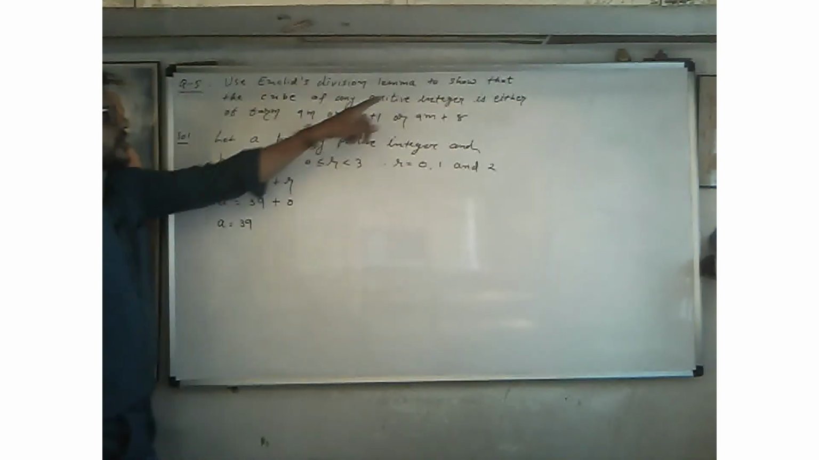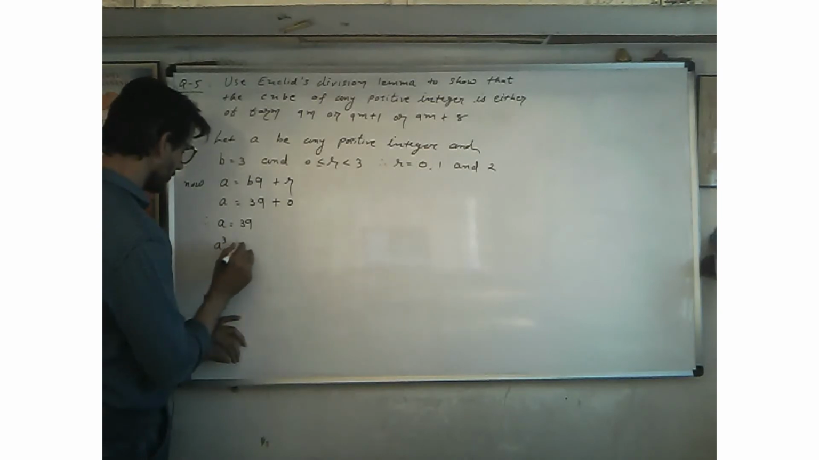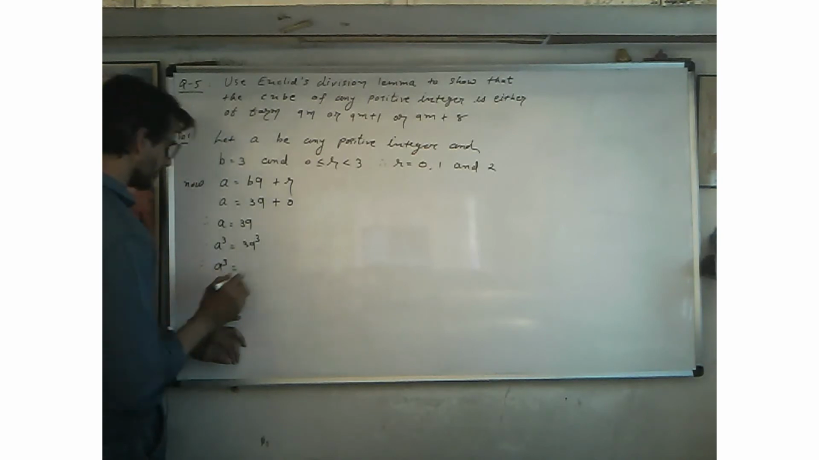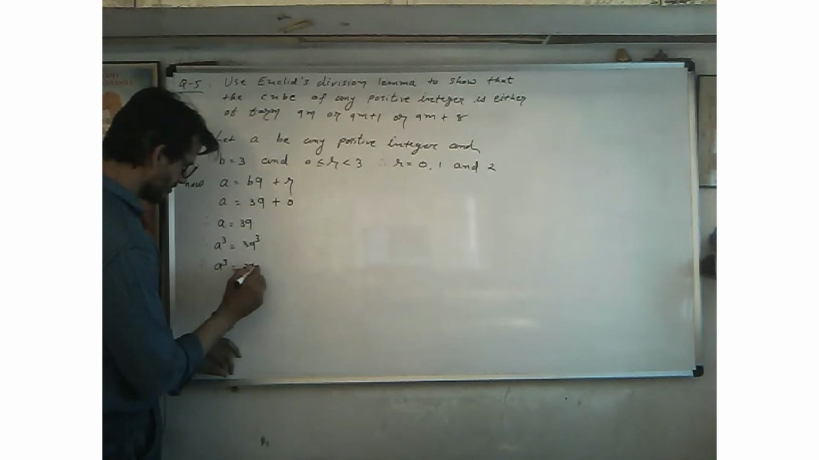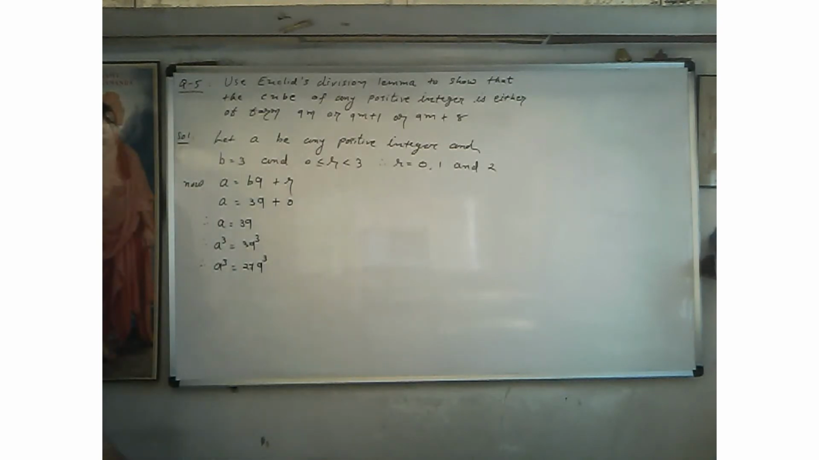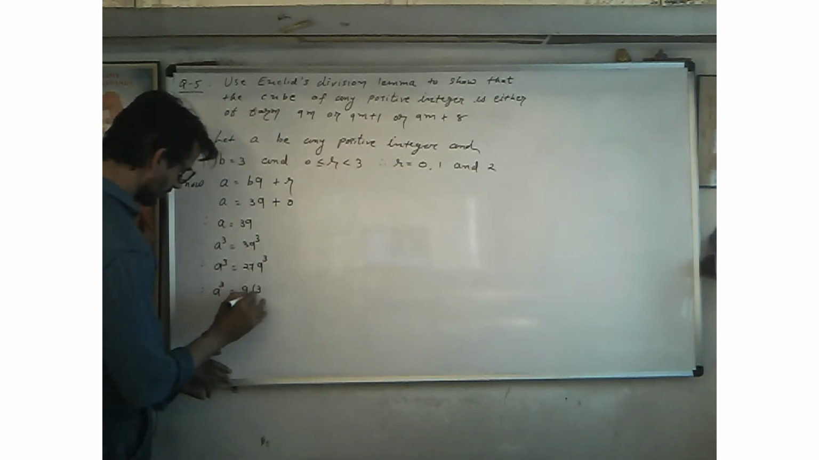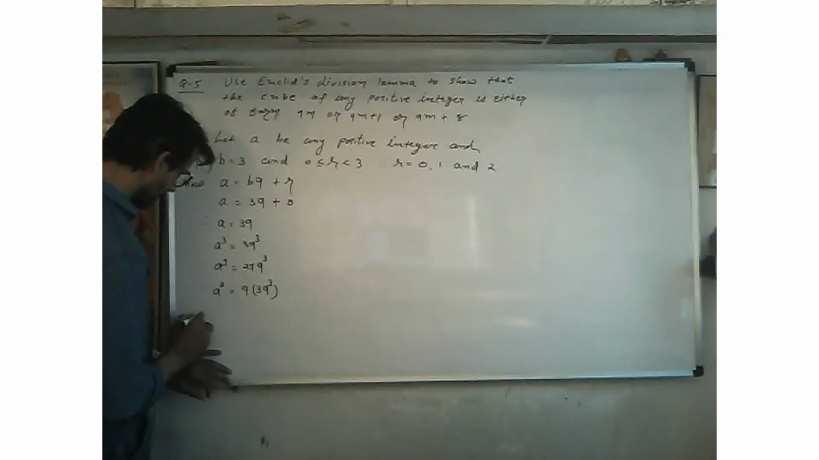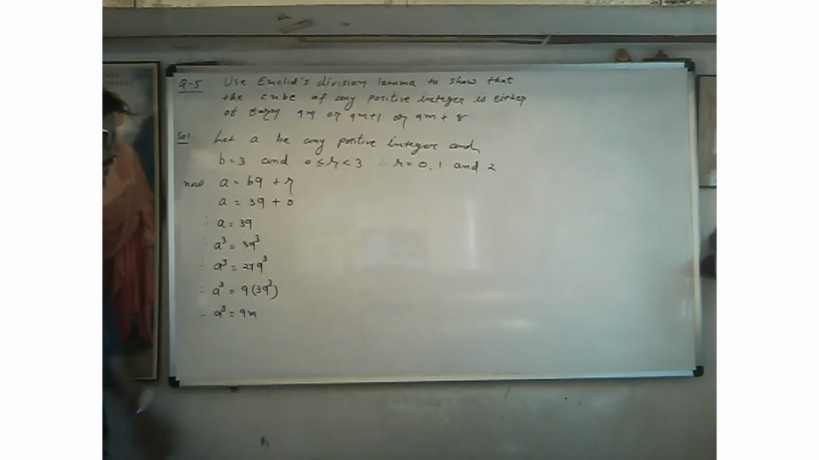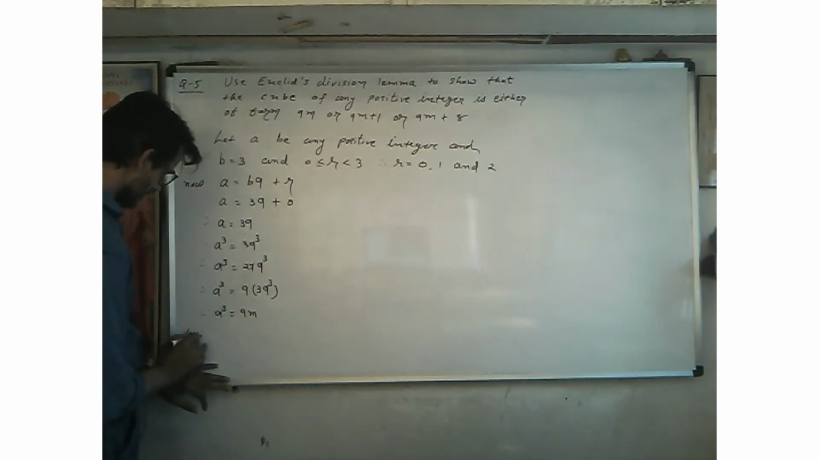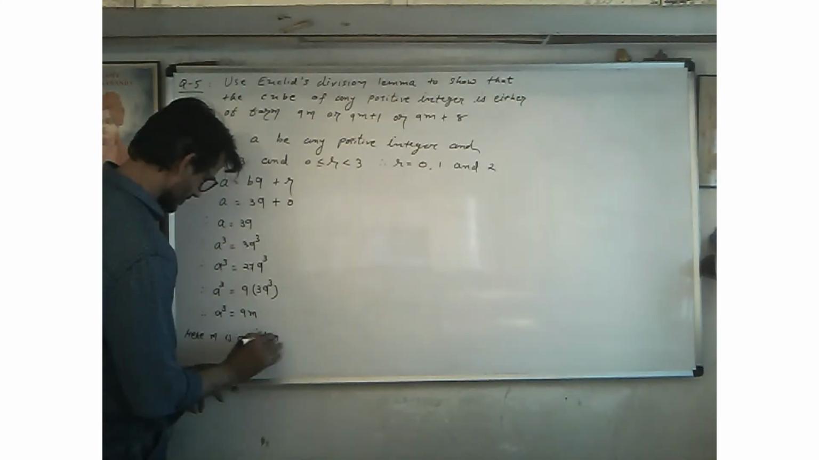As per the question, cube both sides. a cube is equal to 3q cube. That's why a cube is equal to 27q cube. That's why a cube is equal to 9 into 3q cube. Okay, that's why a cube is equal to 9m. Here m is an integer. Clear?